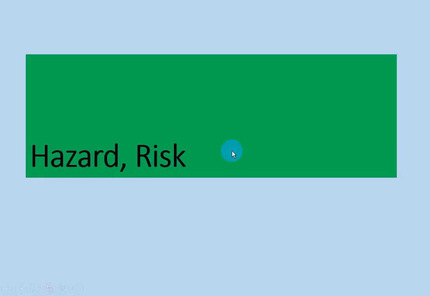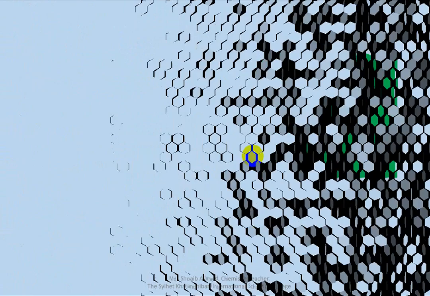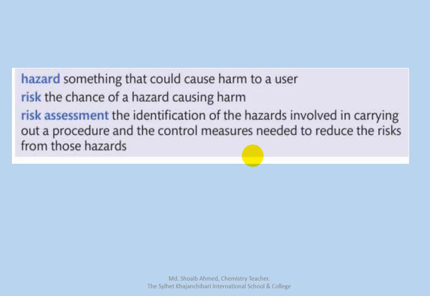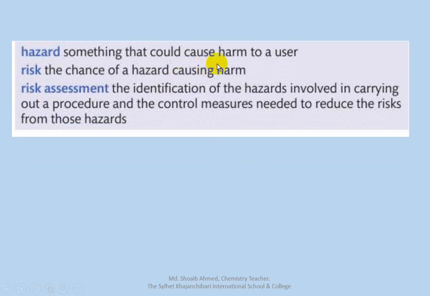Okay, now hazard and risk. Hazard and risk topics. Hazard, something that could cause harm to a user, and risk, the chance of a hazard causing harm. Risk assessment, the identification of the hazards involved in carrying out a procedure and the control measures needed to reduce the risks from those hazards.